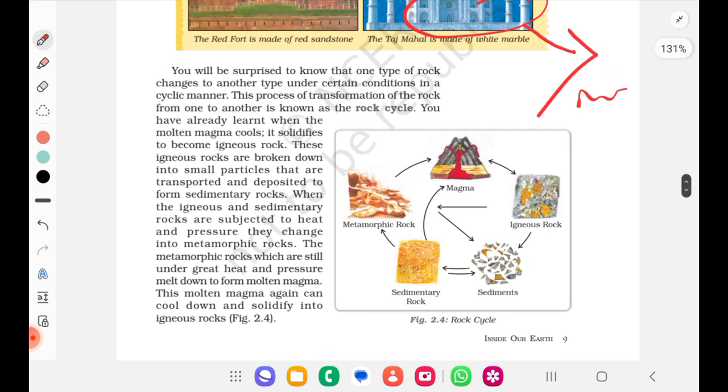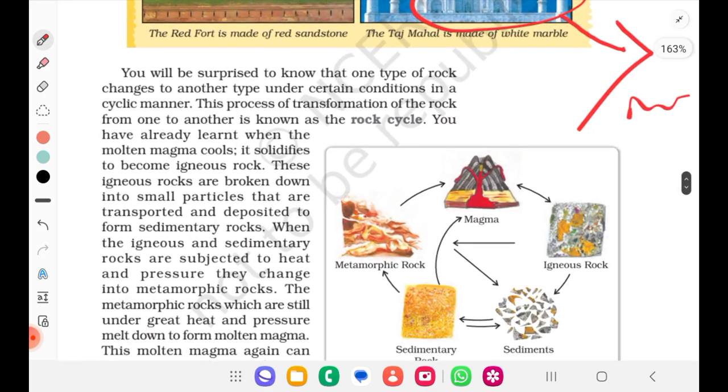You will be surprised to know that one type of rock changes to another type under certain conditions in a cyclic manner. Now they are saying it's not of a permanent nature. First of all, we should understand that on earth nothing is permanent. Everything is dynamic. Even rocks can change from one form to another. That is what they are going to explain now.